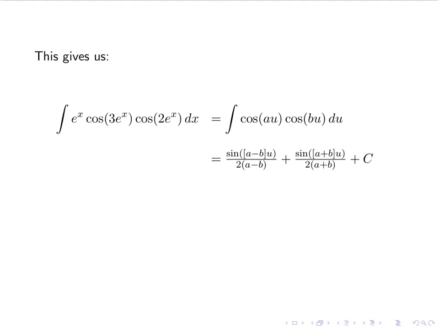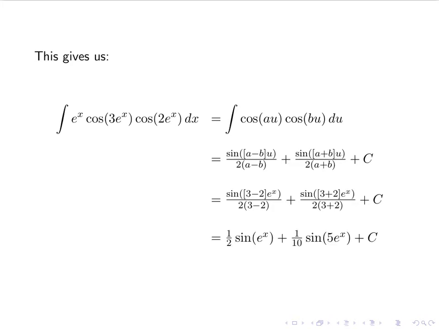Lastly, we're going to plug back in what a, b, and u are. And then our last step always is to simplify. So again, here a is 3, b is 2, u is e to the x. And then simplify. And we're done.